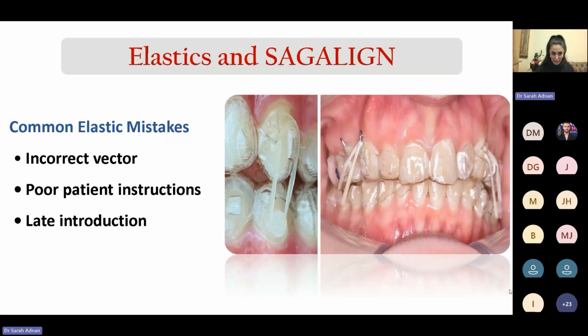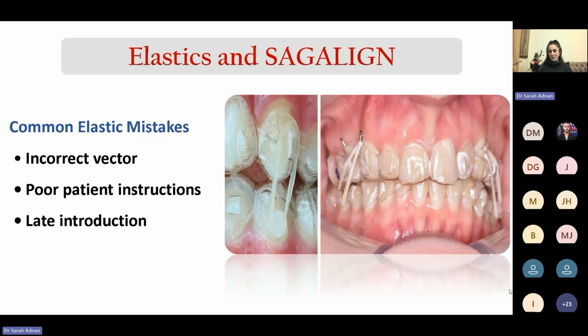Another problem with the elastics is late introduction. A lot of doctors, I sometimes see, when you have planned tooth movement with elastics, they did not use it from the first day. They use it later during the treatment. This will lead to unpredictable outcome and ill-fitting aligners, and the case will not follow normally. So early introduction of elastics is essential as a plan, sometimes from day one.